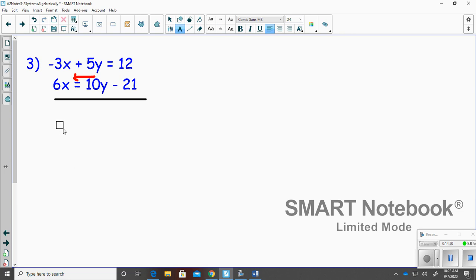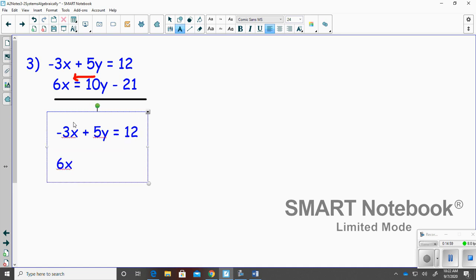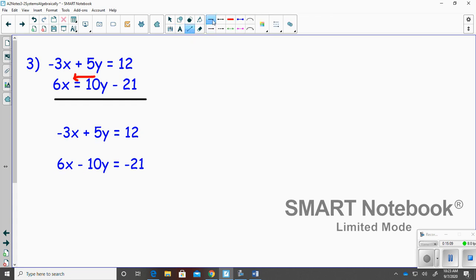Okay, so I'm going to rewrite this one. I got negative 3x plus 5y is equal to 12. The second equation is going to be 6x minus 10y is equal to negative 21. Okay. All right, so next, I can ignore the original problem, and our focus right now is just on this one.